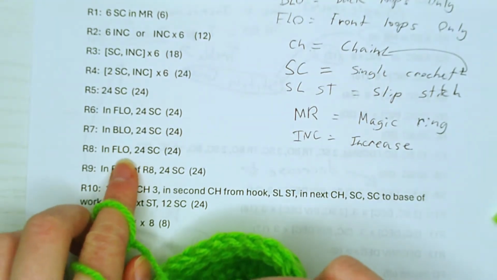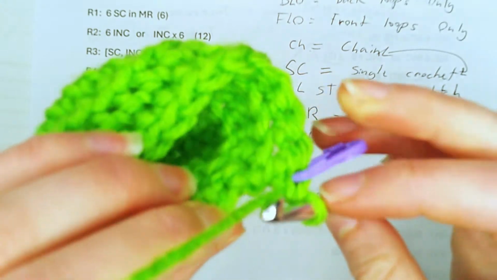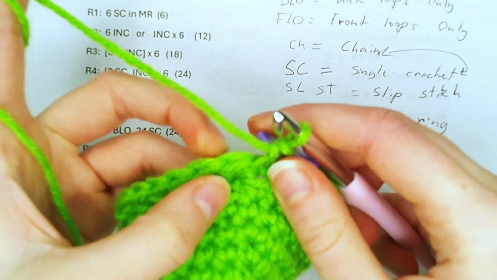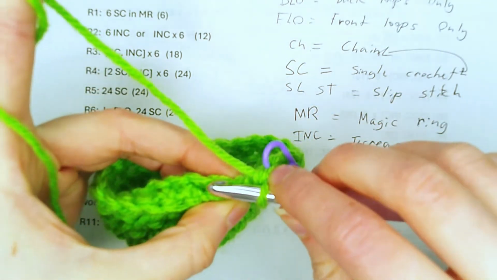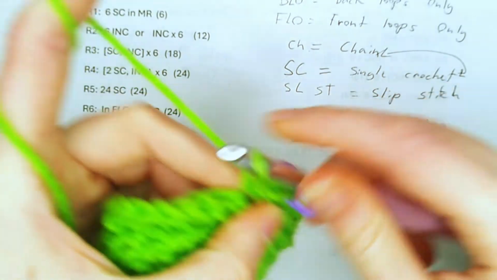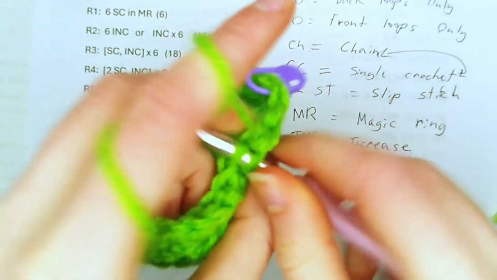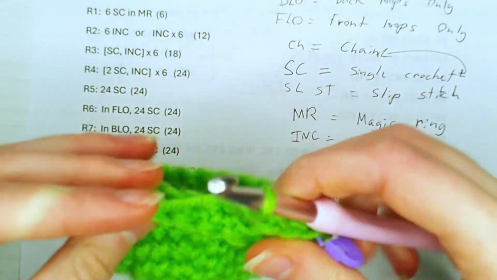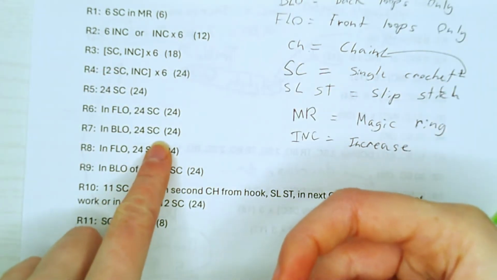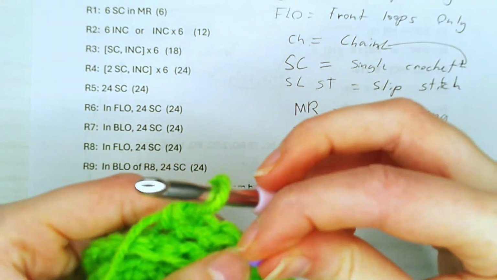So round 8, we went to the front loops. That left the back loops. So they're telling us to go back into the back loops. This is our first single crochet that we made for round 8. We're going to go directly behind it into that back loop and insert the single crochet. You're going to do that all the way around, continuing to add single crochets into the back loops of each stitch, and by the time you get all the way around, you should still have 24. Nothing's changed.